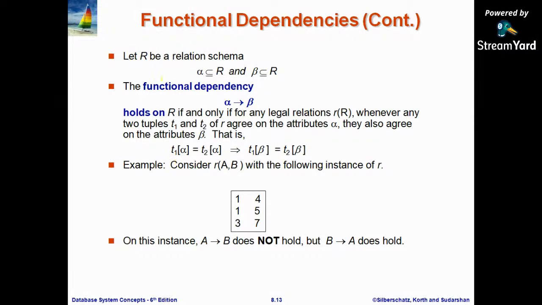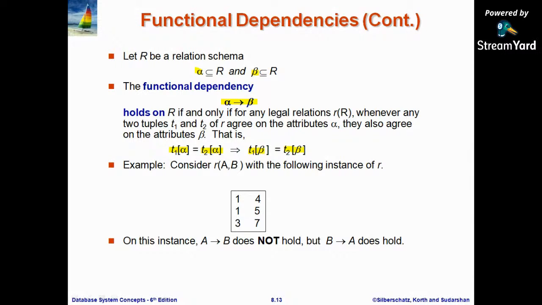Now we will learn the formal definition of functional dependency, alpha tends to beta. Alpha and beta are both columns of R. The dependency alpha tends to beta holds if, for any two tuples or any two rows, when the alpha values are the same, the beta values are also the same for these two rows. So we have taken two rows, T1 comma T2.